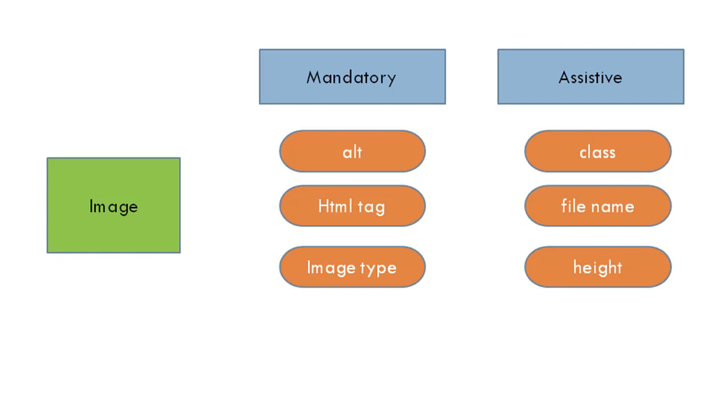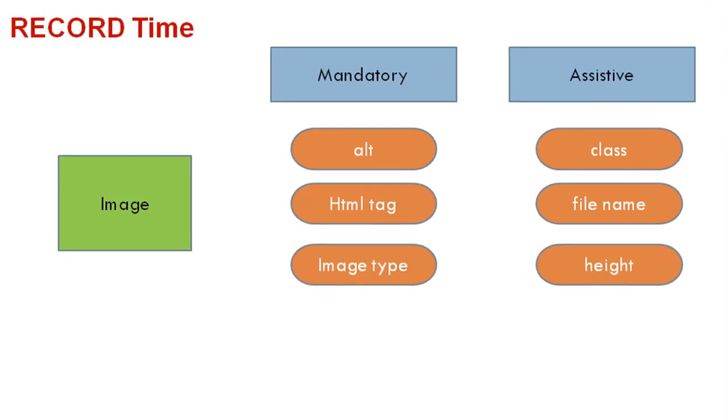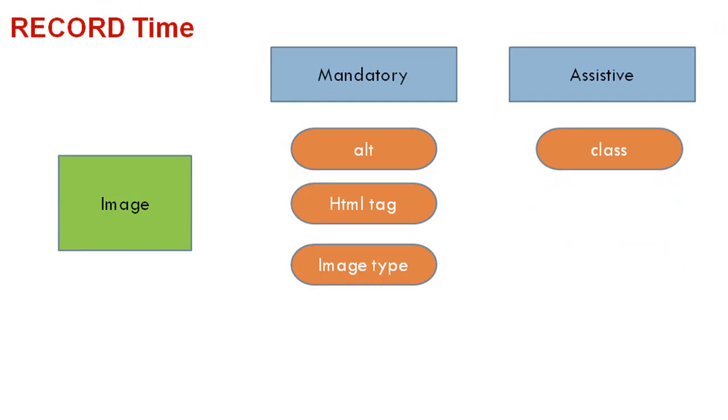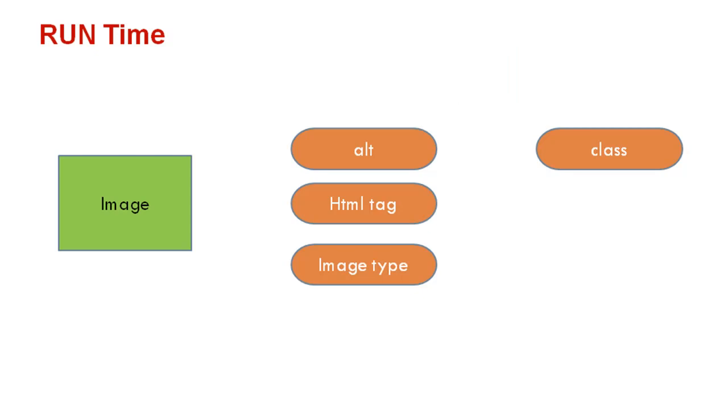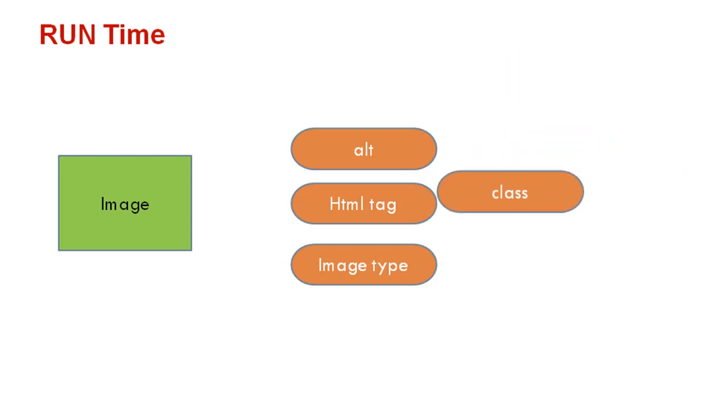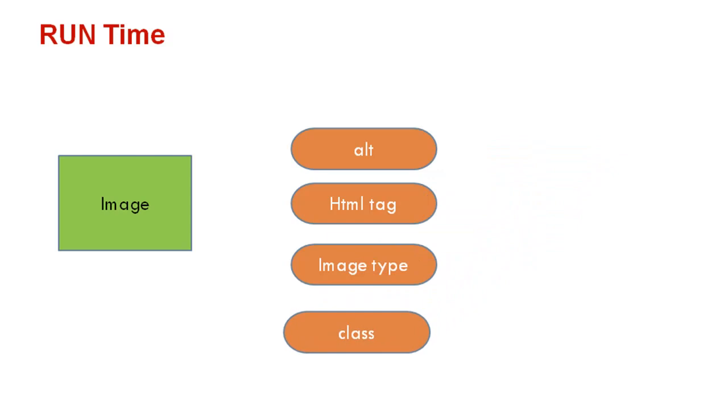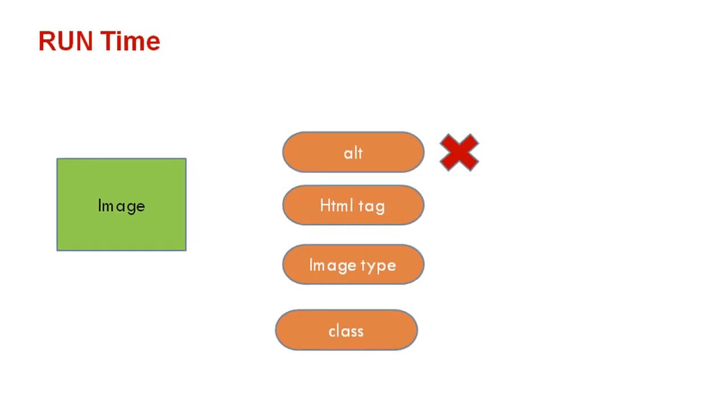Now, suppose during record time QTP could create a unique description using the class property. At runtime, QTP will forget the distinction between mandatory and assistive properties and compare all the recorded properties. Even if any one of the properties does not match its stored value, the script fails.